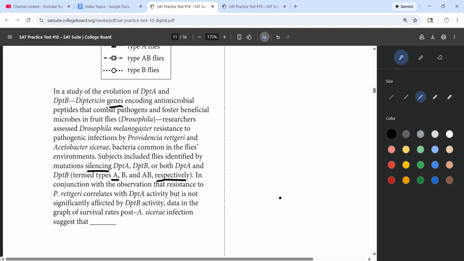So type A, what is type A? What is unique about type A? Well, it has gene A off, right? Because that is the type that has DPTA, gene A, silenced. So type A has gene A off, type B has gene B off, and type AB has both of them off. That's how we use respectively in the sentence. So first category, gene A, B, or both of them silenced, and that is type A, B, and AB.